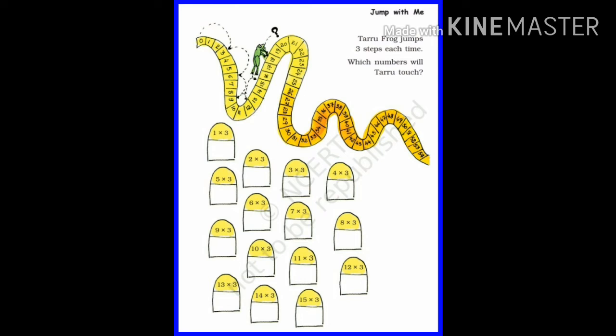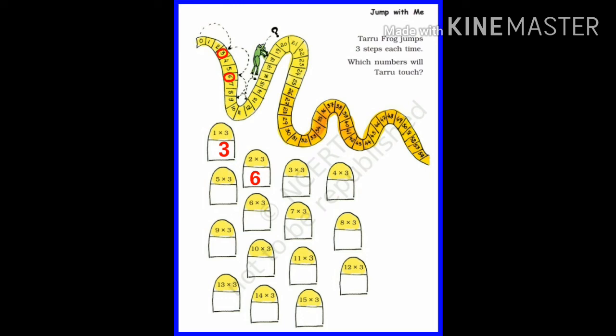So, if we start from 0 and count 3 steps, we will get 3. So, in the box where it is written 1 multiplied by 3, we will write 3. Similarly, from 3, if we count 3 steps, we will get the number 6. So, in the box where it is written 2 multiplied by 3, we will write 6.